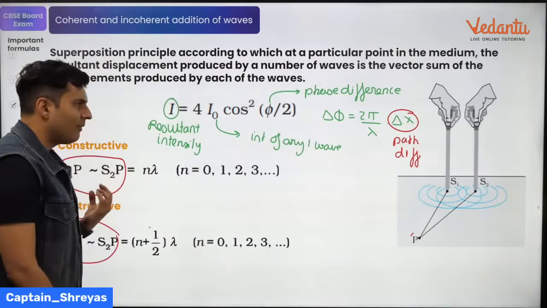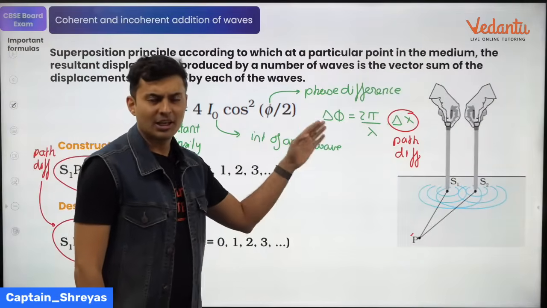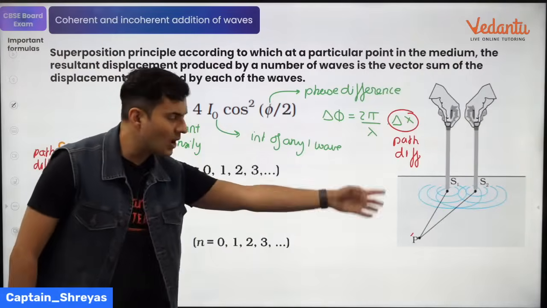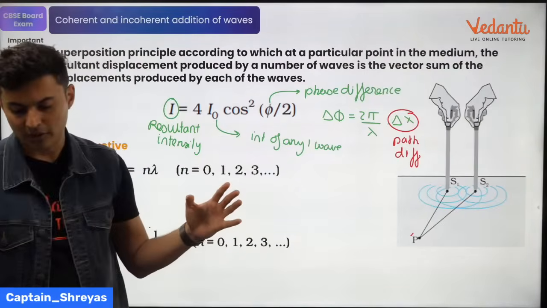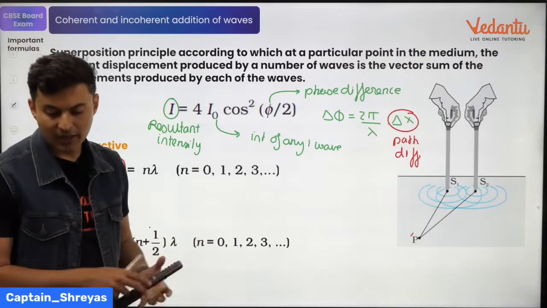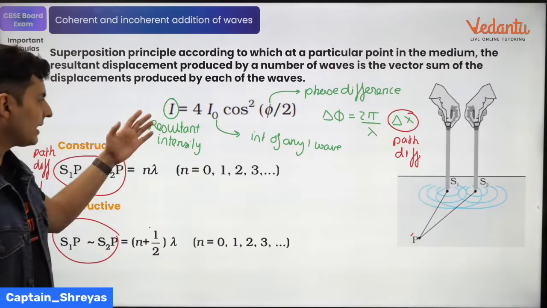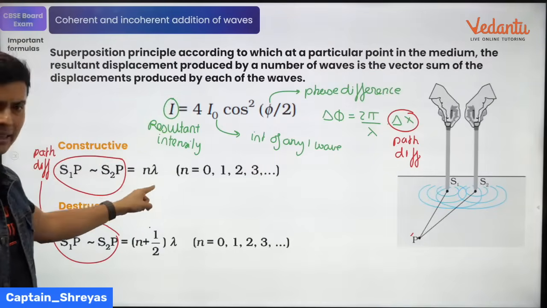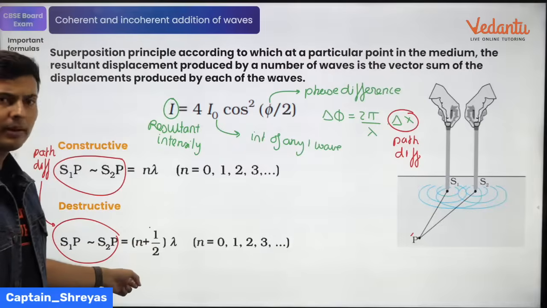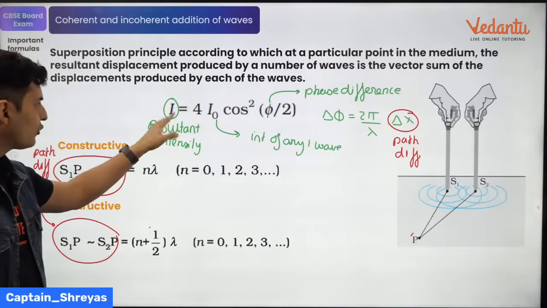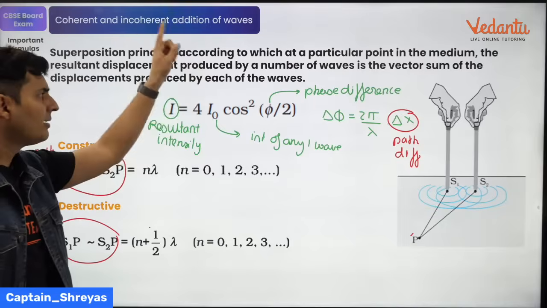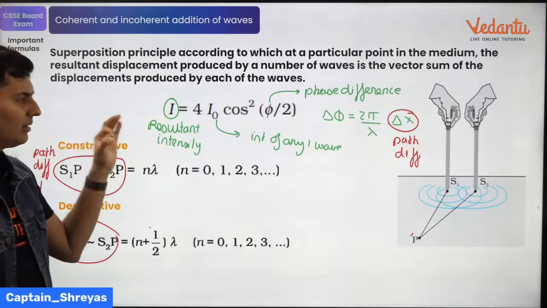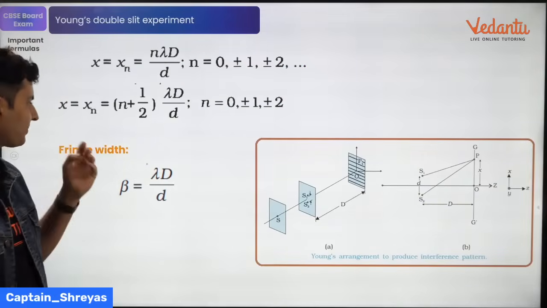So if I know the path difference, I can find the phase difference. If I know the phase difference, using this formula, I can find the resultant intensity of light, sound, whichever wave I'm talking about. Okay. I hope this is clear. So these are the main formulas for interference: constructive, destructive. For constructive, n lambda. For destructive, odd lambda by 2. Resultant intensity is 4 times the original intensity, cos square phase difference by 2, where phase difference is 2 pi by lambda into path difference, the difference of their path lengths.